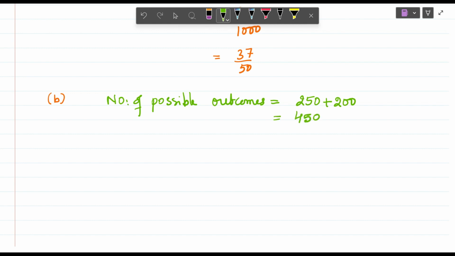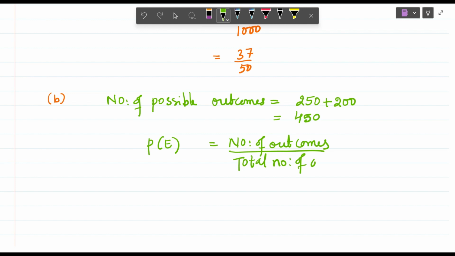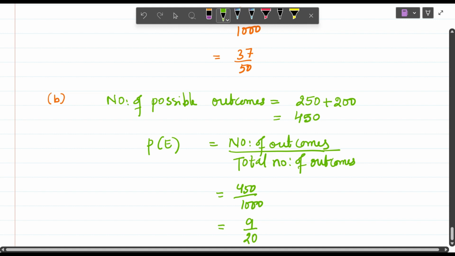Clear? So what is the formula? P of event is equal to number of outcomes by total number of outcomes. Okay. So 450 and the total number is 1000. So just convert into its simplest form, students. You will get the answer as 9 by 20. Did you understand, students? Okay.